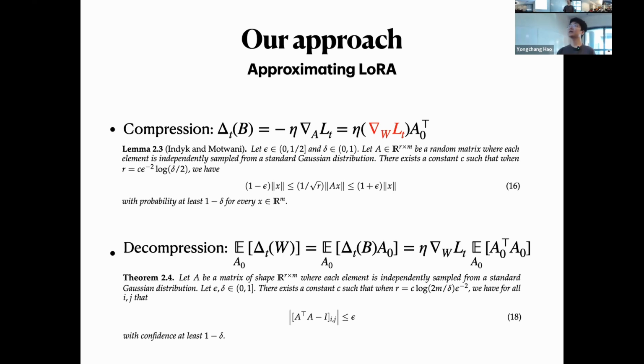So in this way, we interpret LoRA as two phases. One is compression. You compress the gradient with some random projection. And for updating, you decompress it with this matrix, as this matrix is close to the identity matrix with high confidence. That means it probably does not distort the original matrix too much.